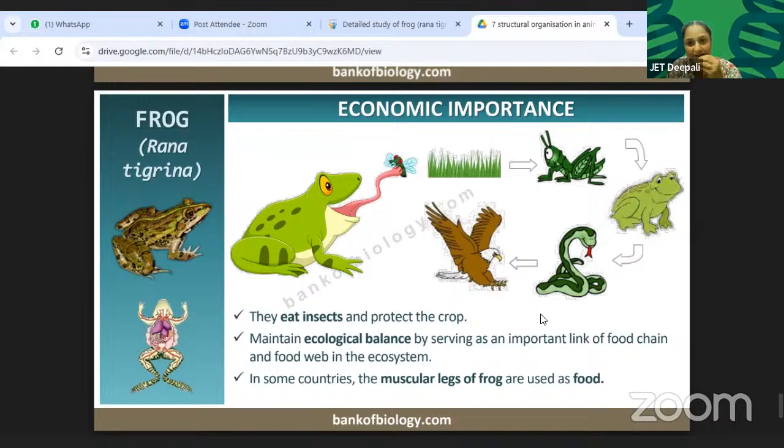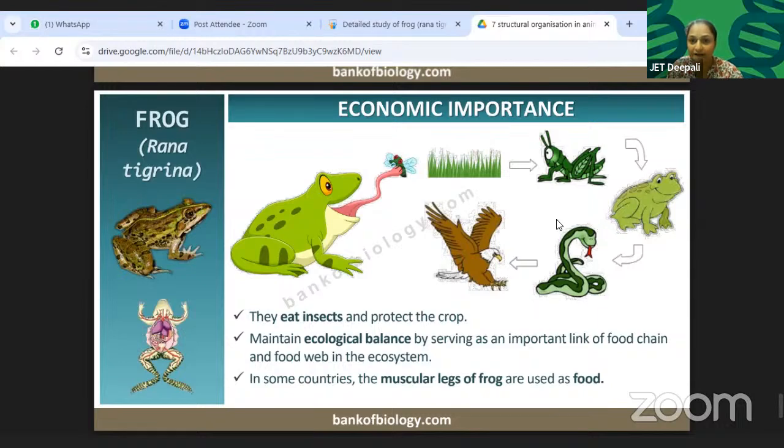Locusts normally eat the grass and leaves of the crop. They damage the crop. So they are insects. Frogs eat insects, so they maintain the ecosystem. They maintain the population of insects, so ultimately protecting the crop. They maintain ecological balance by serving as an important link of the food chain and food web in the ecosystem.